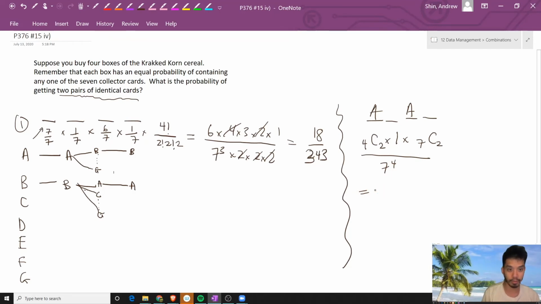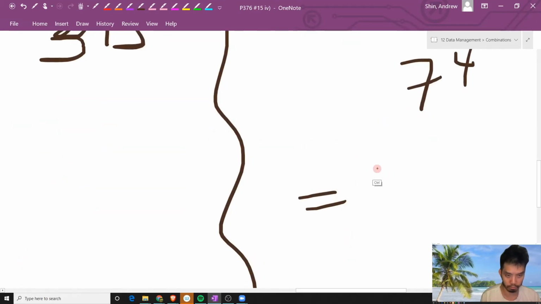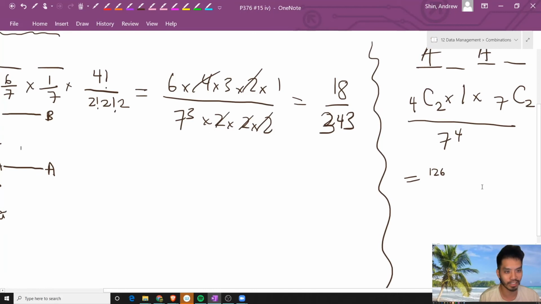I believe that should be the same. So 4 choose 2 is 6, times 7 choose 2, which is 21, giving 126 over 7 to the power of 4, which is 2401. So 126 over 2401, hopefully it's the same thing. It is 18 over 343. Okay.